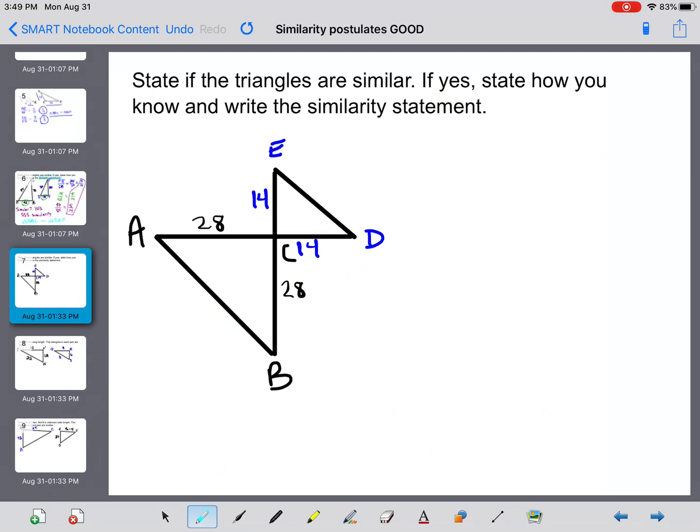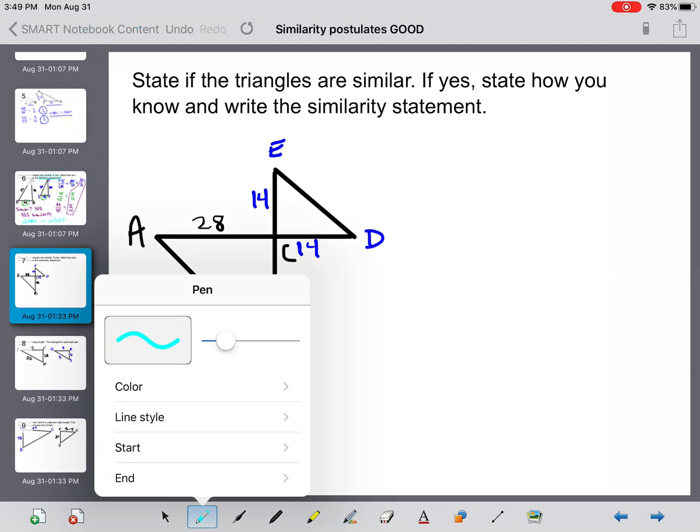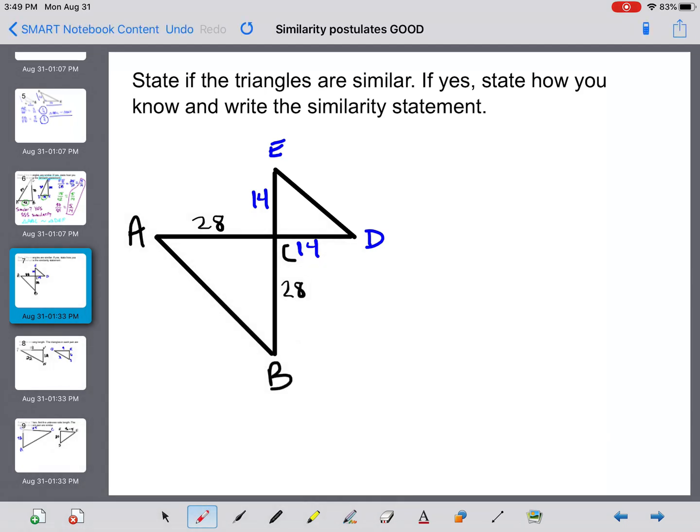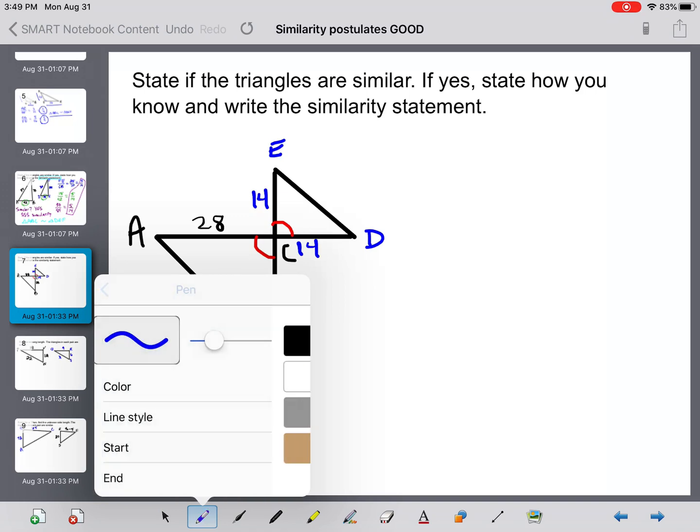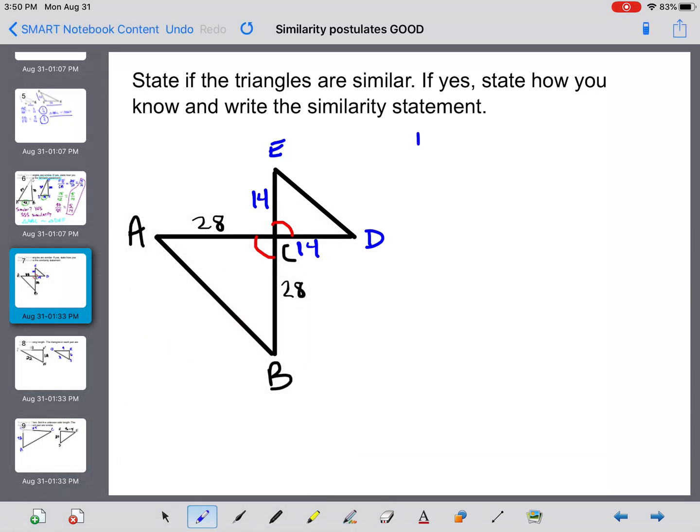All right, let's take a look at this example. State if the triangles are similar. If yes, state how you know and write the similarity statement. We've learned this previously, but when triangles share a point, this triangle shares point C, we have what's called vertical angles, in which these two angles are congruent. And if we check to see the corresponding sides, to see if they're similar, we would have 14 over 28. Well, they're both 14 over 28, which leaves us with a ratio of 1/2.